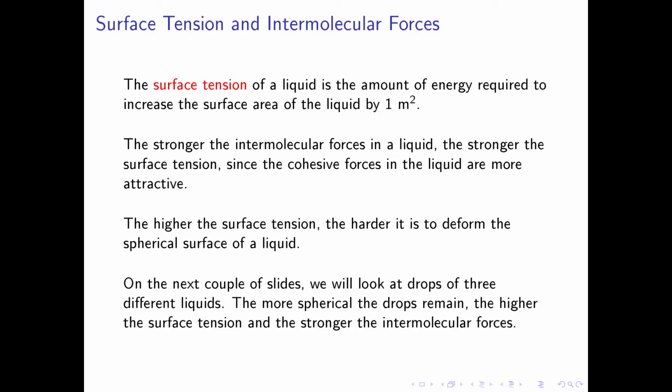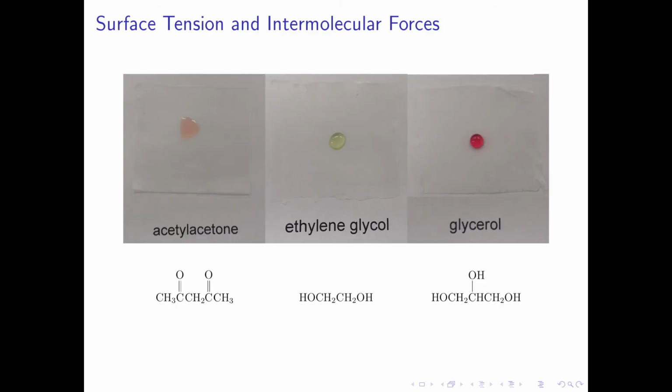On the next couple of slides, we will look at drops of 3 different liquids. The more spherical the drops remain, the higher the surface tension and the stronger the intermolecular forces. The 3 liquids we will look at are acetyl-acetone, which possesses dipole-dipole interactions, ethylene glycol, which can hydrogen bond in 6 locations per molecule, and glycerol, which can hydrogen bond in 9 locations per molecule. Each of these liquids has had a small amount of a dye added to them to make them easier to see, but these will not affect the intermolecular forces.